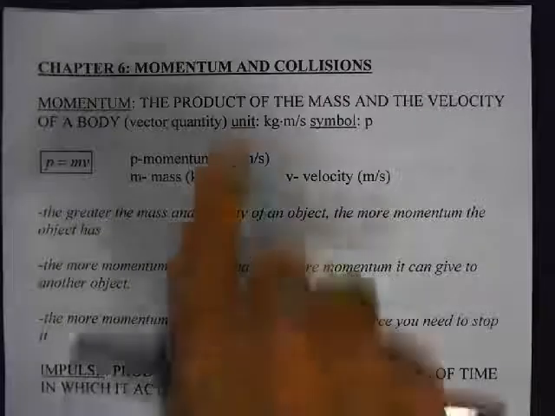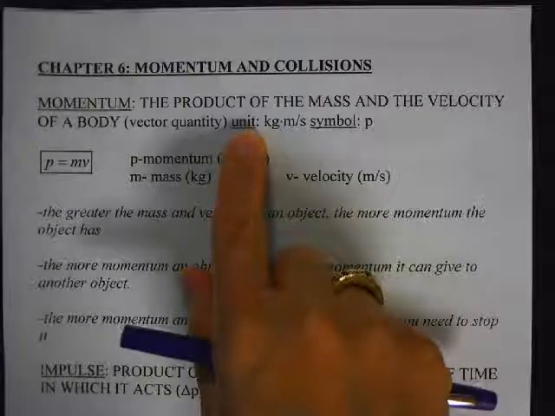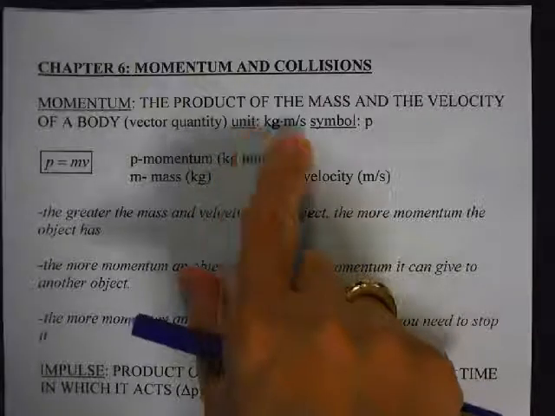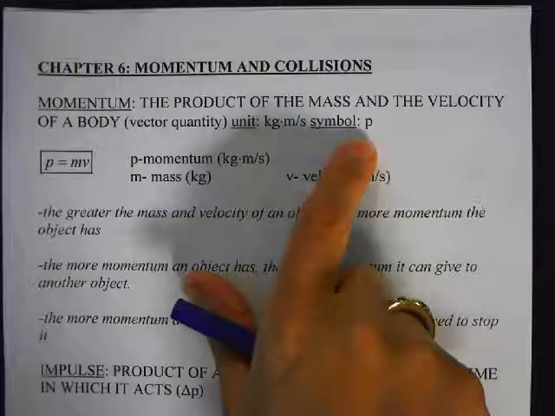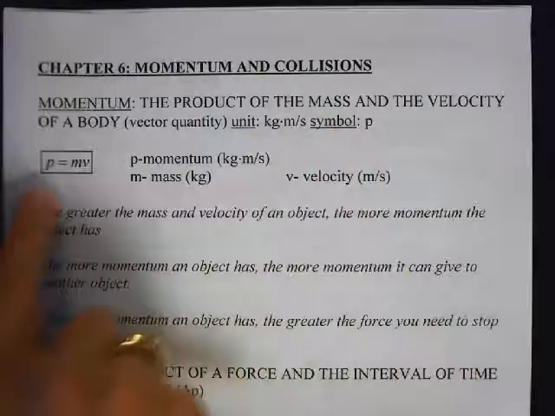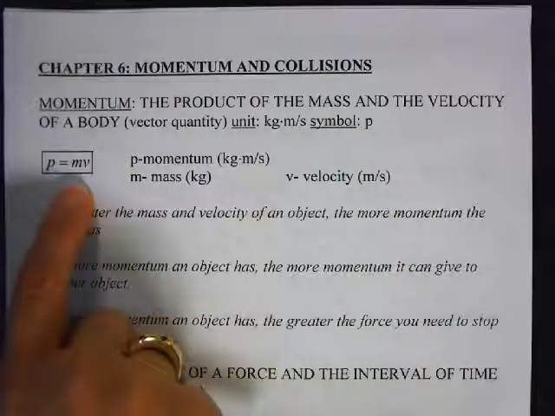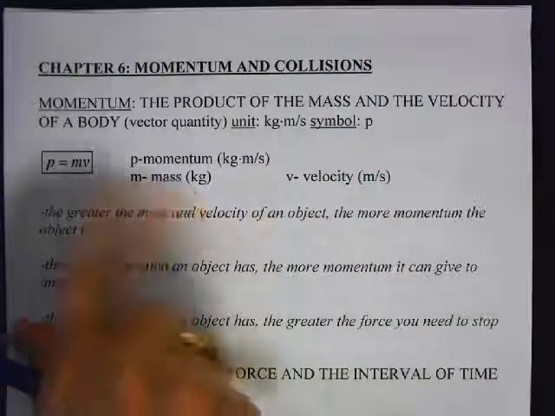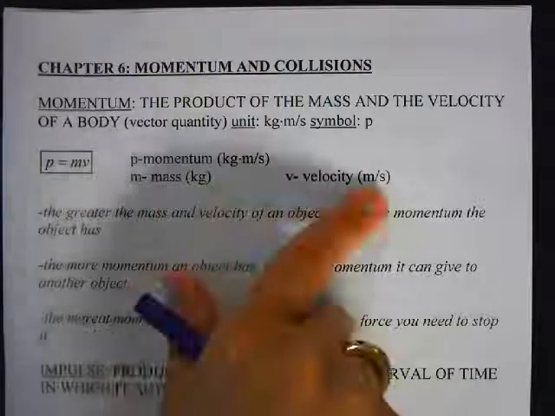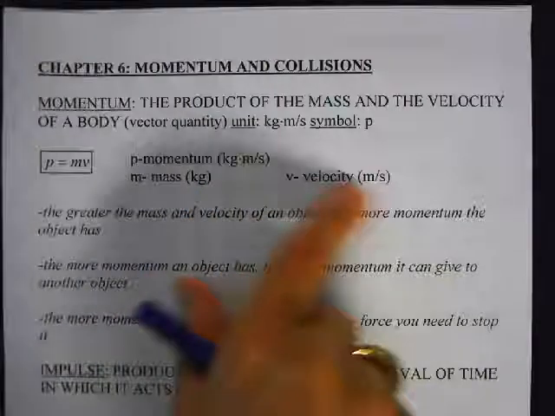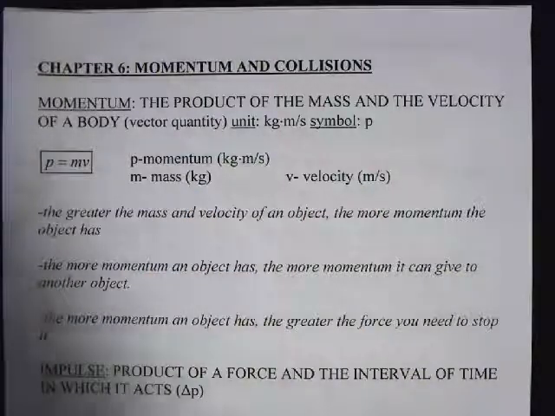Okay? The unit is a kilogram meter per second, and the symbol for momentum is lowercase p, so little p. So p is equal to mv. Mass is in kilograms, velocity is in meters per second, so if we put it all together, it's a kilogram meter per second, so that's the unit.